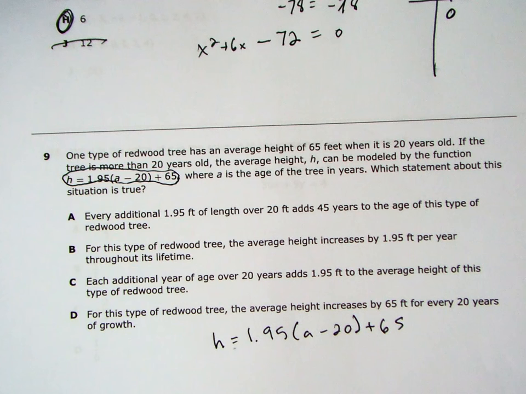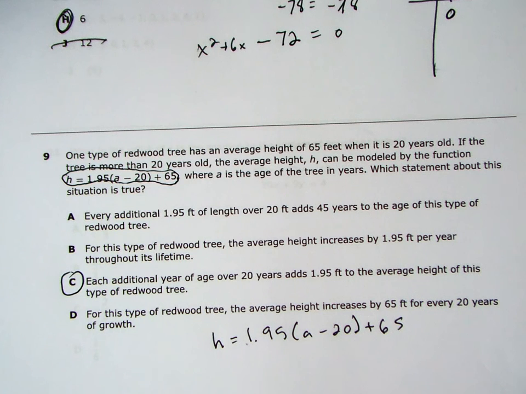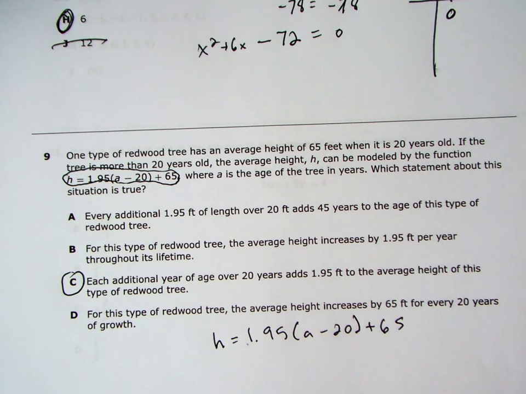What about C? Each additional year of age over 20 adds 1.95. That looks real good. For each type of redwood tree, the average height increases by what, y'all? 65 feet for every 20 years. 65 feet is not increased every 20 years. It says it's 65 feet when it's 20 years, right? And then you add 1.95. So it cannot be D because it didn't even have 1.95, right? So then it has to be what? C. Right? So, okay, so let's go to the next one.